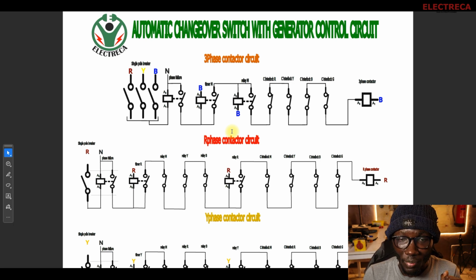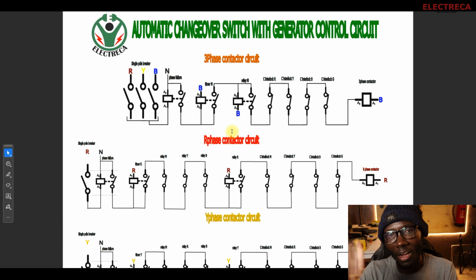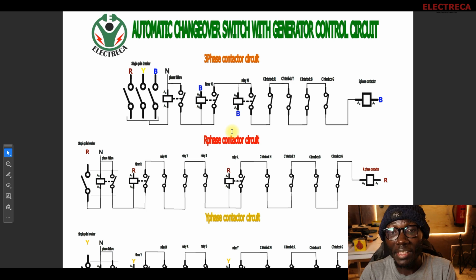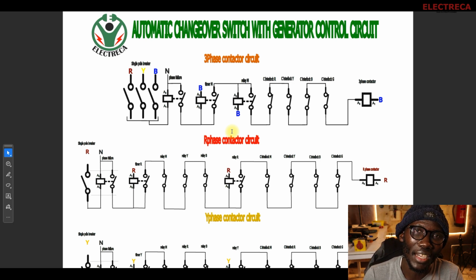But at least here we are using neutral throughout. So a neutral can create a path for Y, for blue, and for the 3-phase contactor. Even if those meet, the circuit may malfunction, but you won't have a serious problem in there. You can easily troubleshoot that and correct the path.